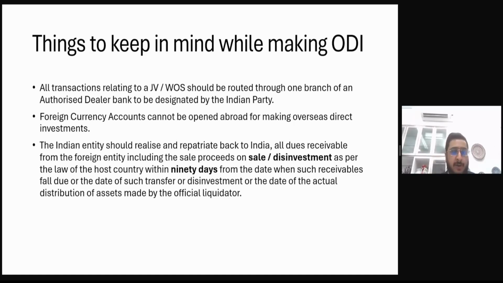So when you're making the first ODI, at that time only you should be clear. You should guide the client. You should be clear which AD bank he wants to designate as his AD bank for making this ODI. Now, foreign currency accounts cannot be opened abroad for making ODI, because no company can open foreign currency accounts abroad and do ODI. Now, if an Indian entity has done an ODI, and now he has sold his ODI, or there's a disinvestment, he should get back the proceeds within 90 days. He should get it collected within 90 days of such receivables.